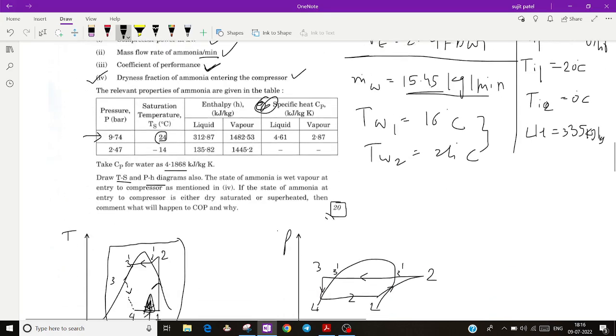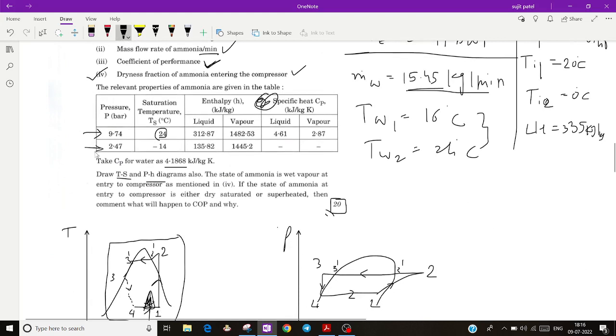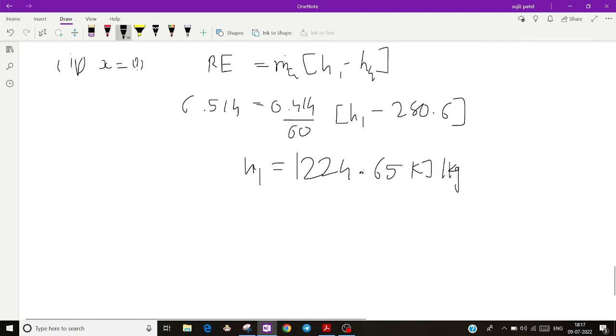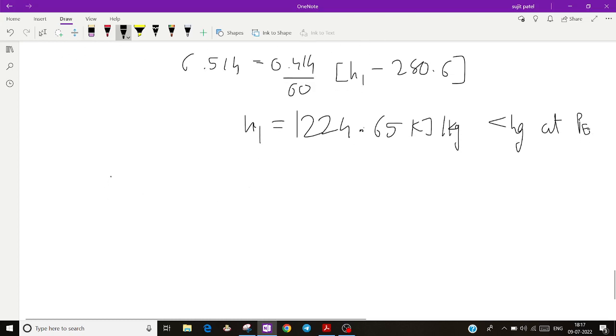At the evaporator side, that means at 2.47 bar, the enthalpy of vapor is 1445.2, and here we are getting an enthalpy of 1224.65, which is less than the Hg at evaporator pressure. So that means it is in the wet region. So how to find the dryness fraction? H1 is equal to HF plus X times HFG, that means the enthalpy of evaporation.